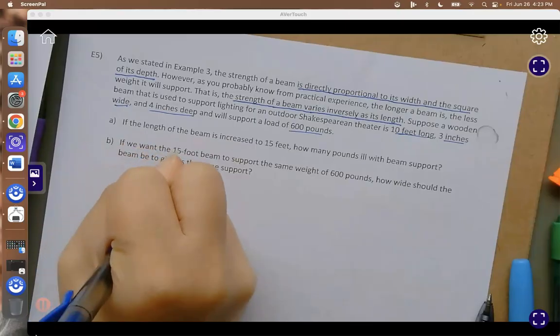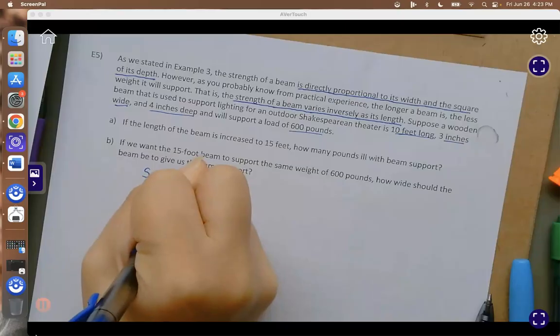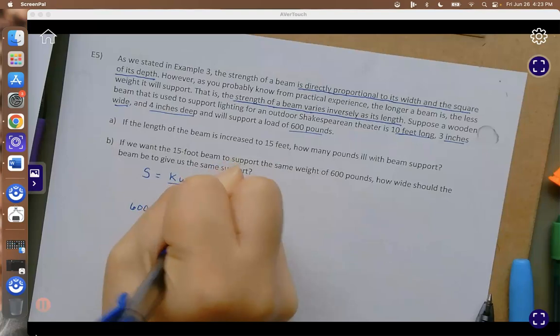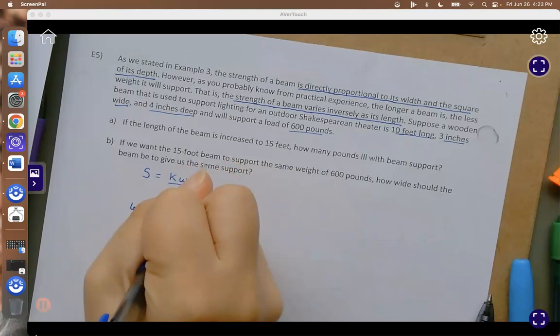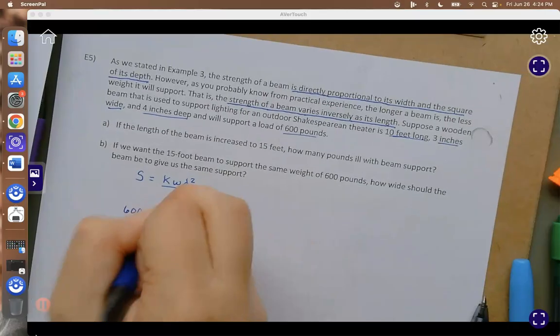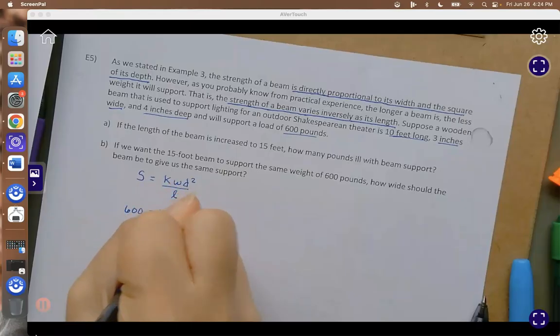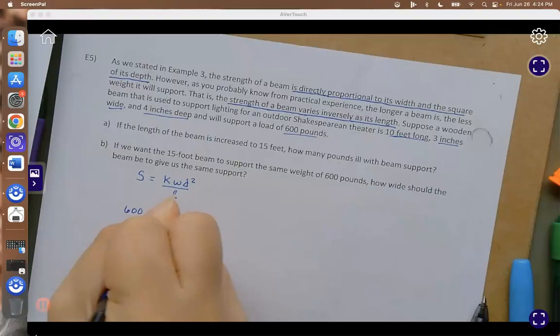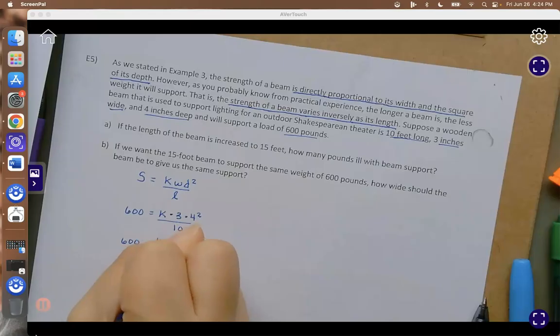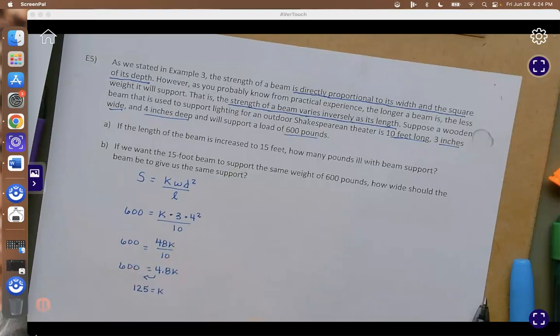600 pounds, we don't know our K. We know that our W is 3, our D is 4, and our length is 10. So that's 16 times 3 is 48. 48 divided by 10 is 4.8. So we divide and we get 125 for our K. Now we're ready to go.